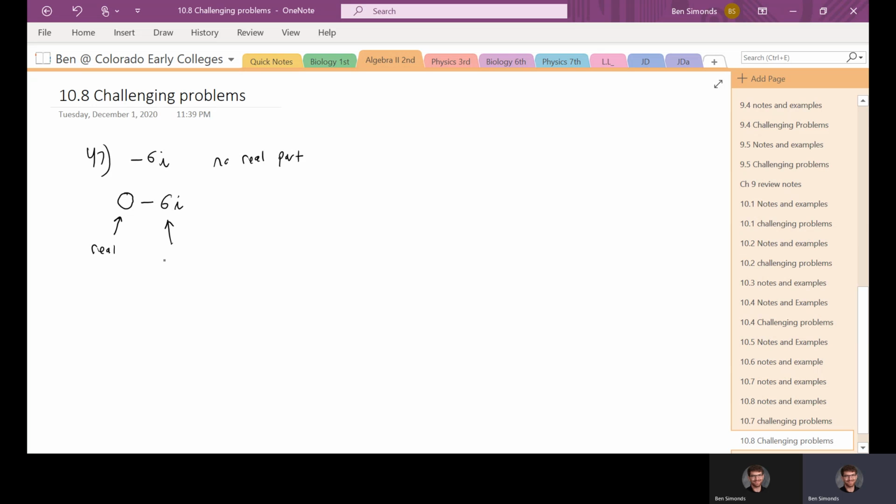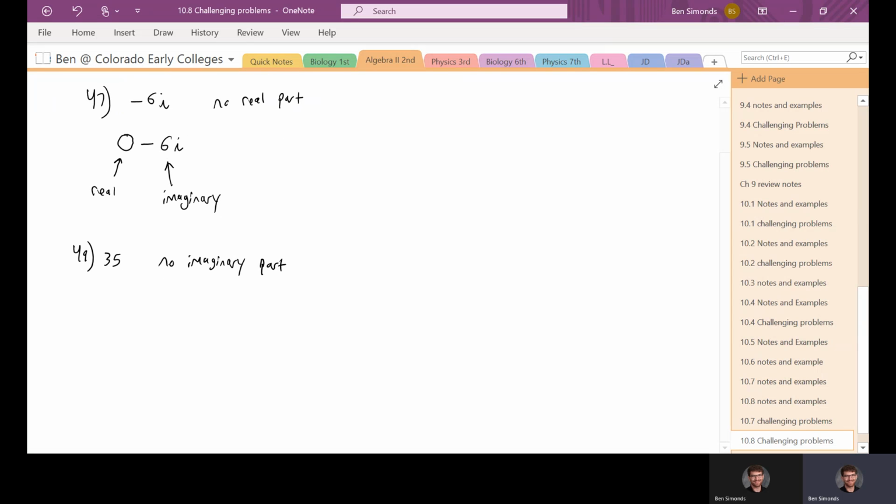And then this is our imaginary part. And same thing for number 49. 35. That's entirely real. There's no imaginary part, right? So you could simply just say there's no imaginary part. So this turns out 35 is not a complex number. 35 is just a number. But if you wanted to write it as a complex number, it would be 35 plus 0i, because there is no imaginary part to this number. It's entirely real.